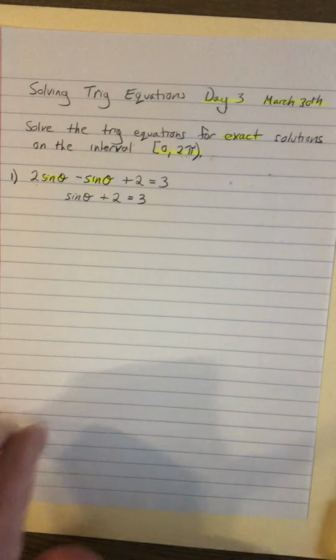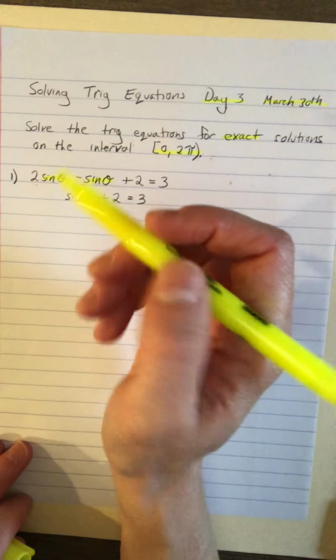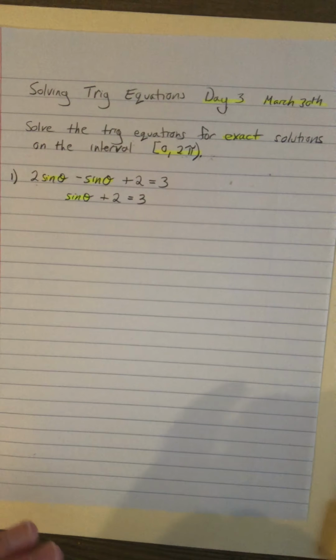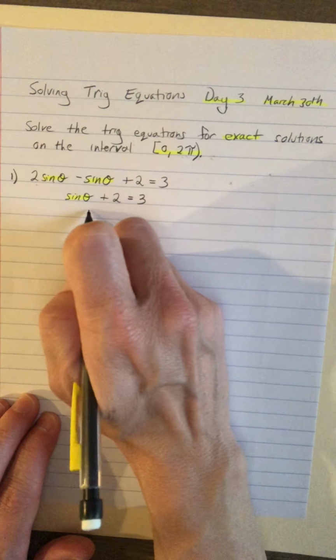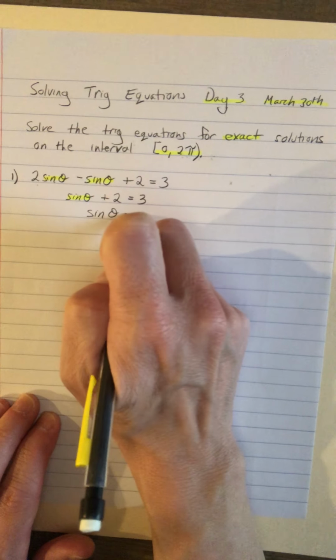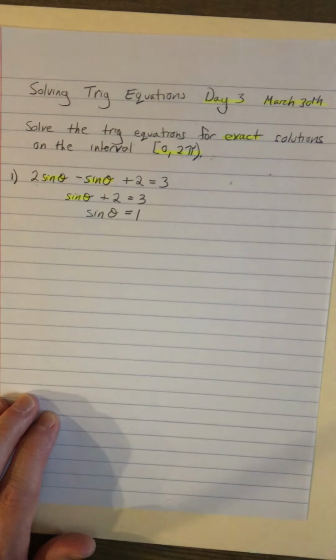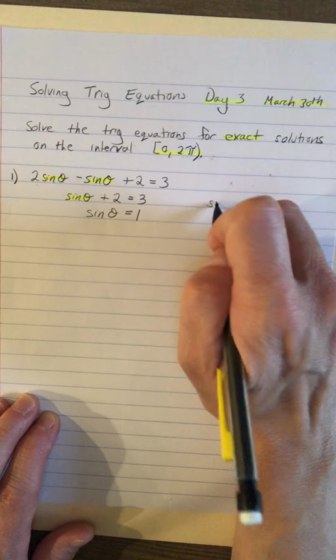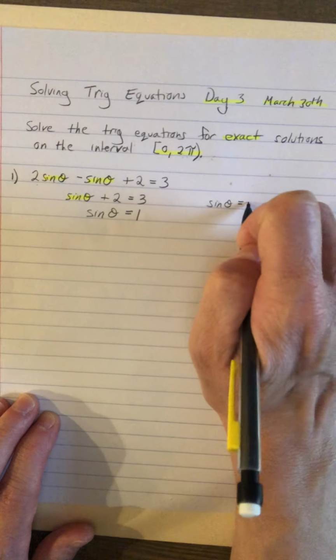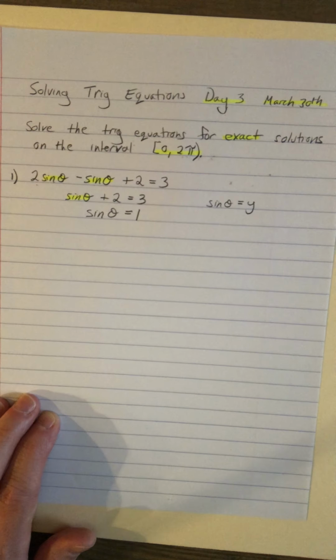Now remember, our goal in trig equations is to first isolate that trig term, that sine theta. So the next thing I'm going to do is subtract 2, and I'm going to get sine theta is equivalent to 1. Once we get here, we remember sine theta is y.